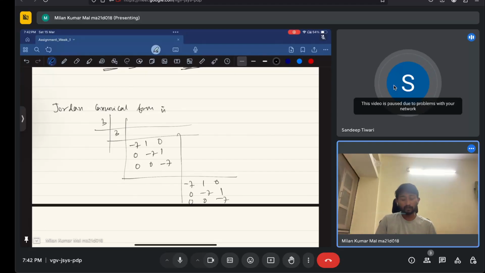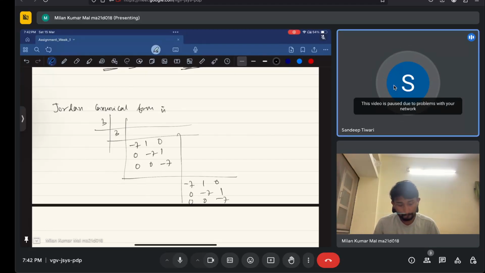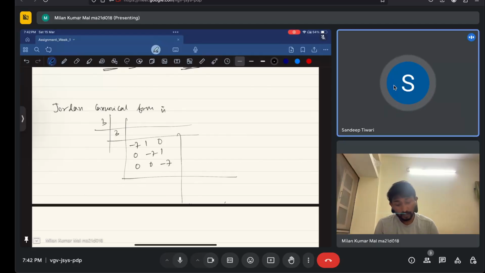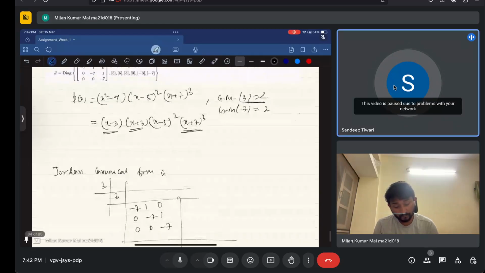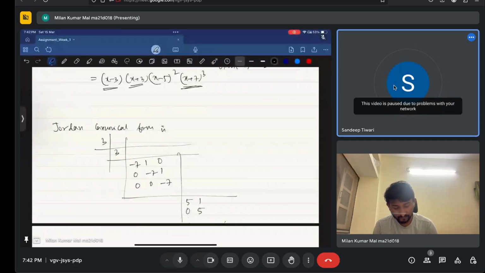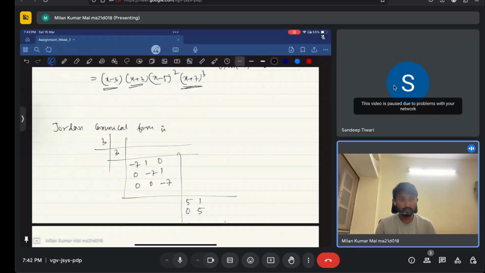So now, sir, can we also take only minus 7, a 1 cross 1 block, sir, corresponding to minus 7? That's true, exactly. Sorry, my mistake. Yes, that is also possible. So now what do we have left? Actually, sir, this is not possible at all, sir. What I had written, that is not possible. Why is that not possible?